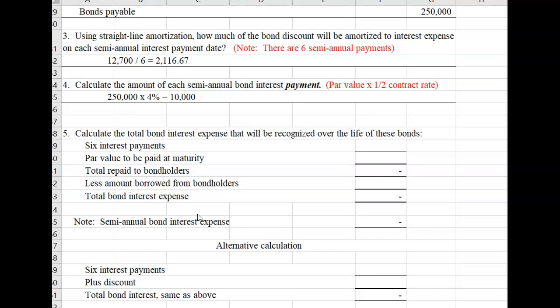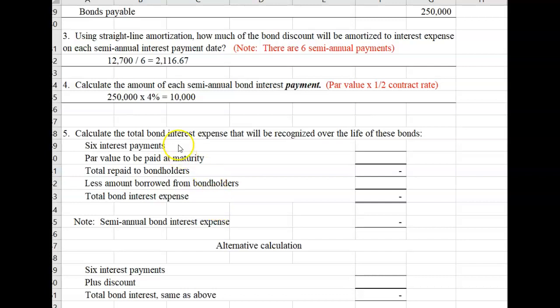And let me simplify that and say, if I pay you $3 and I borrowed from you $2.50, can we agree that the difference between the amount I gave you, $3, and the $2.50 that I borrowed from you, that 50 cents is interest? And that's what this is doing.